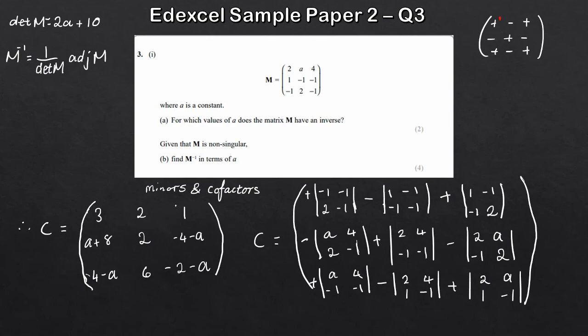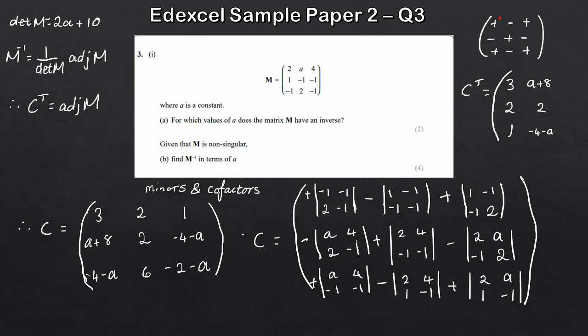The next step is we need to write down the transpose of this, so we do C transpose, and that gives me the adjoint. So C transpose is the adjoint of M. So all I've got to do is transpose this matrix. If you're unsure how to transpose a matrix, I'm going to do it up here because I've run out of room. The first row becomes the first column. So all I do is literally switch it. My first row was 3, 2, 1. My first column now is 3, 2, 1. Look at your second row. That becomes your second column. So a plus 8, 2, and minus 4, minus a.